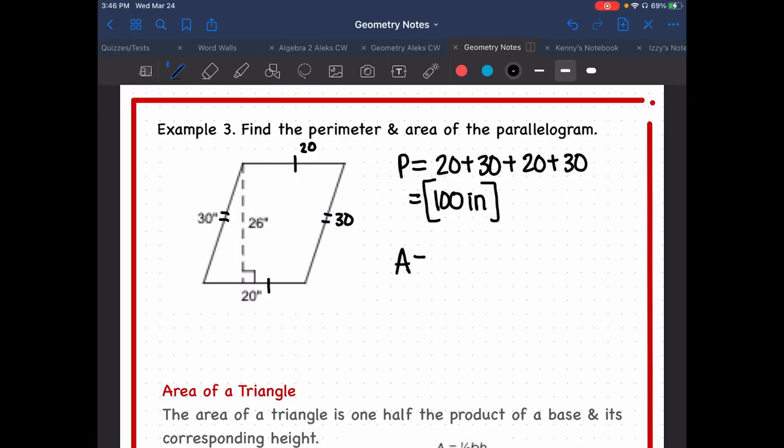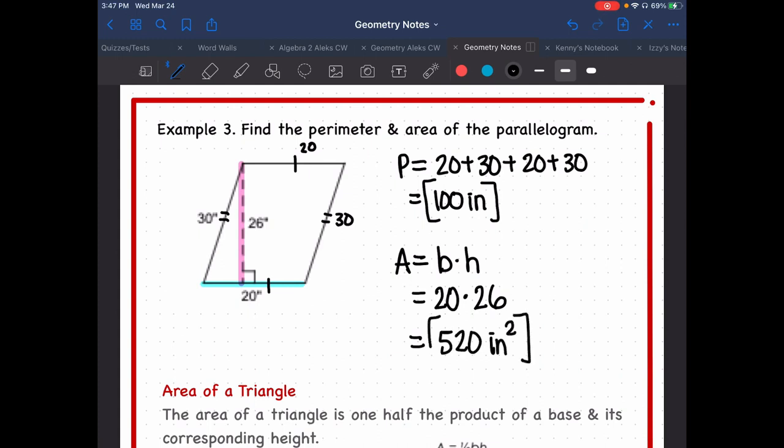To find my area, I'm simply going to do my base times my height. So let me go ahead and grab my colors. Remember, I'm looking for my perpendicular, my 90 degrees. So here is my base, and here is my height. Most of the time, your height is going to be a dotted line. But just remember, it can be inside the parallelogram like it is here, or it could be outside. So 20 times 26, 520. Remember, we're multiplying inches times inches, so inches squared is going to be my unit for area.